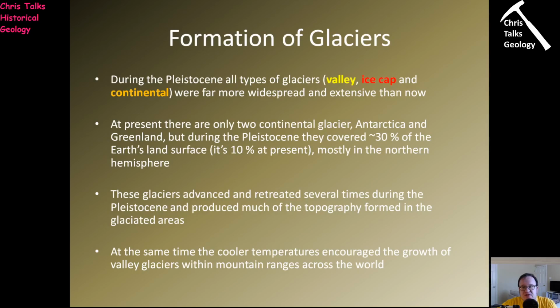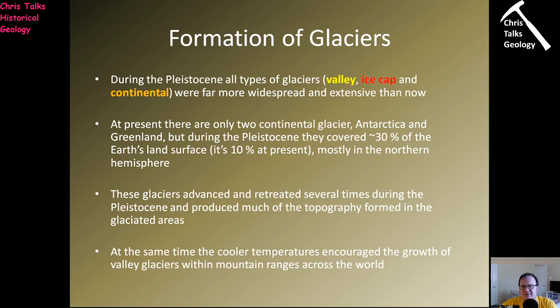So, during the Pleistocene, we had all types of glaciers: valley glaciers, ice caps, and continental glaciers. Now at the moment we have valley glaciers and 2 continental glaciers. Those are the types that dominate. At present there's only 2 continental glaciers, but during the Pleistocene, continental glaciers covered 30% of the Earth's surface, and now it's about 10%, give or take a little bit.